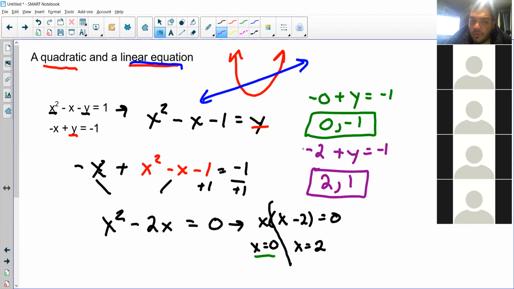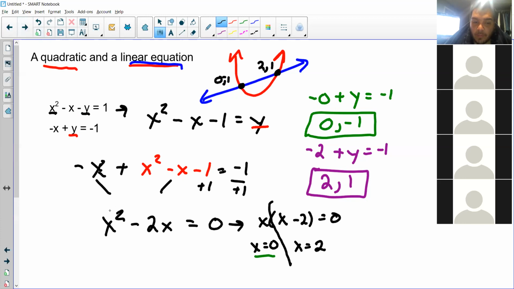So you're going to get two solutions, which means it kind of crosses like that, where this point and this point are two different places. This could be 0, let's say -1, and this could be 2, 1. Just an example. Right? Any questions on that?